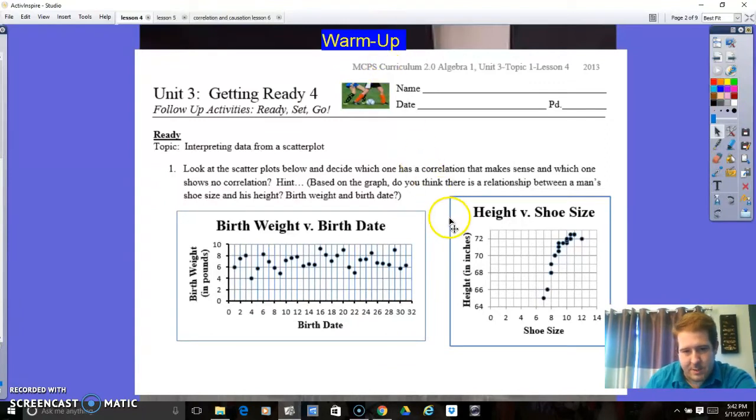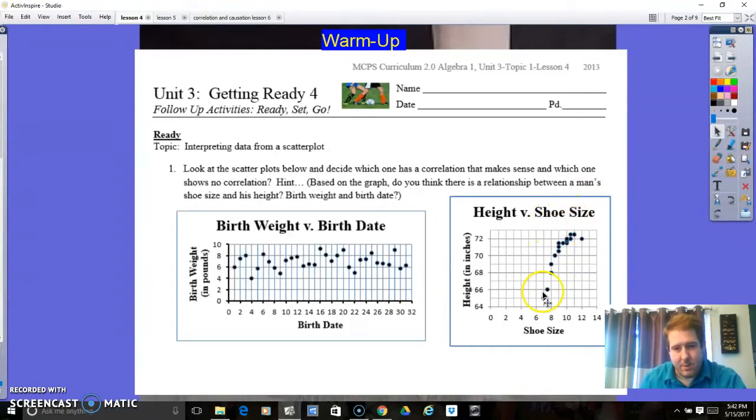Maybe you have seen scatter plots, maybe you have not. So each point here represents one piece of data. It has an X value and a Y value. So each one of these represents one person with a shoe size and a height. Now, in this warm-up, we're comparing these two and asking ourselves, hey, one of these does not make any sense. And which one of them does not make any sense? One of them has a correlation, one of them has no correlation.